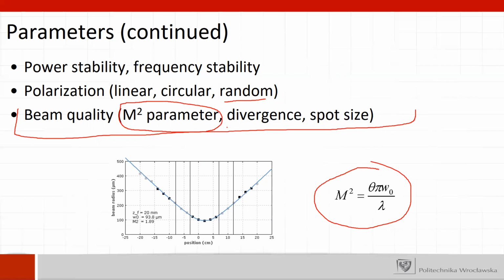We can define the divergence, usually expressed in milliradians. For example, if the divergence equals 1 milliradian, it means that the beam gets bigger by 1 millimeter over 1 meter of propagation. And sometimes manufacturers also define the spot size. This is the size of the beam at the output of the laser, for example, measured at the output aperture of the laser.